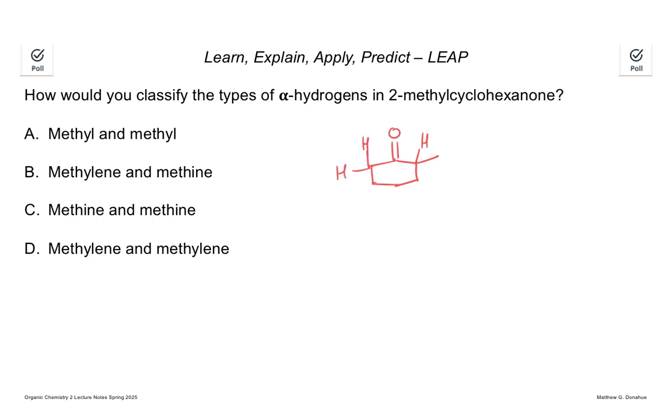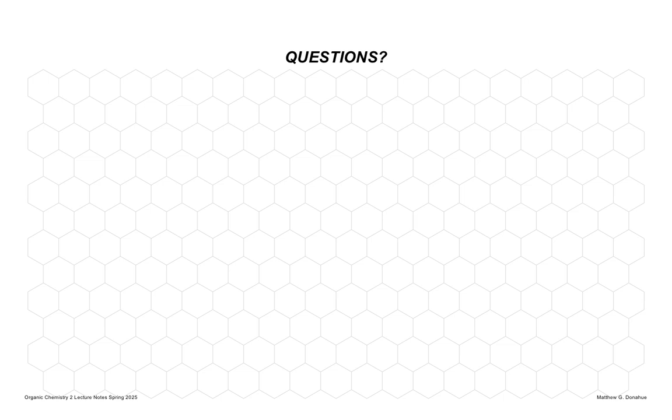So in terms of classifying them, a CH2 group is called methylene, and a CH group is called methine. So this would be choice B. Any questions now that we're sort of calibrated?